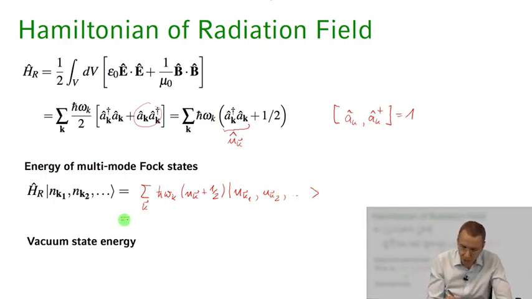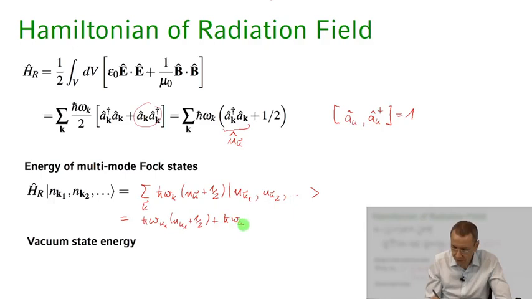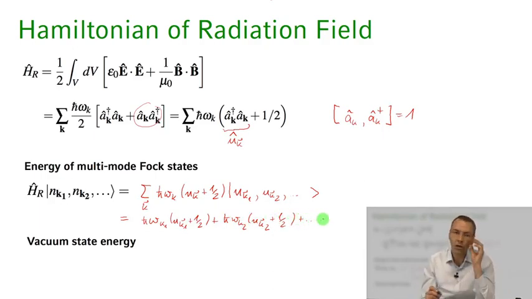And that would just be, of course, h bar omega_k1 (n_k1 plus 1/2) plus h bar omega_k2 (n_k2 plus 1/2) and so forth. So we just sum over all those degrees of excitation of the quantum harmonic oscillators, of the different energies of the different harmonic oscillators attached to the different field modes.